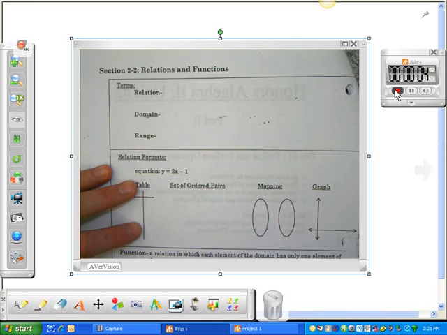We're going to begin the lesson on functions. We're going to talk about the terms that we need to learn here: relation, domain, and range. A relation is a set of ordered pairs.